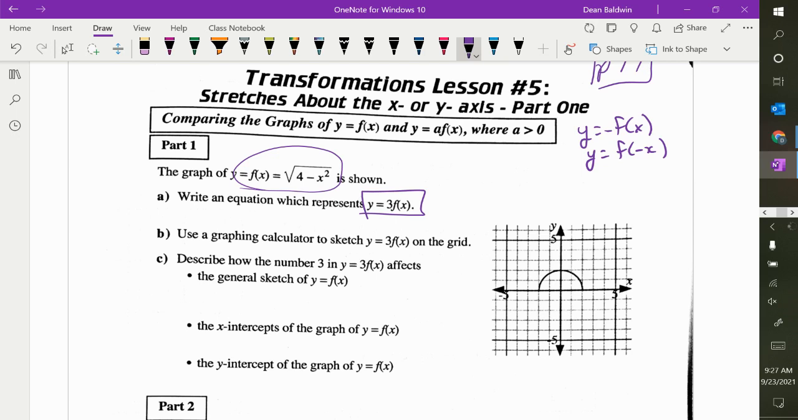The new equation will be y is equal to, you just multiply the equation by 3. So 3 times the square root of 4 minus x squared. That's what I'm trying to say.